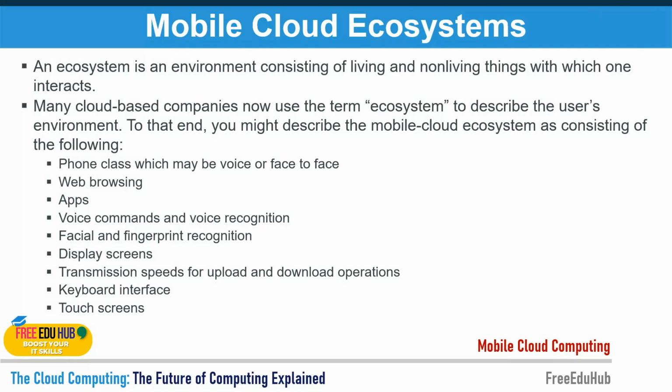Now, mobile cloud ecosystems. An ecosystem is an environment consisting of living and non-living things in which we interact. Many cloud-based companies now use the term ecosystem to describe the use of environment. For example, to that end, you might describe the mobile computing or mobile cloud ecosystem consisting of the following things, which we can see in the mobile phones on daily use.